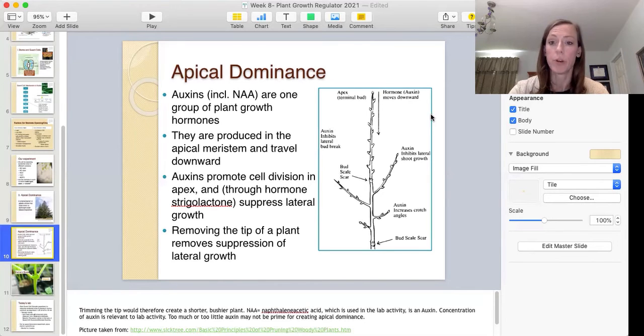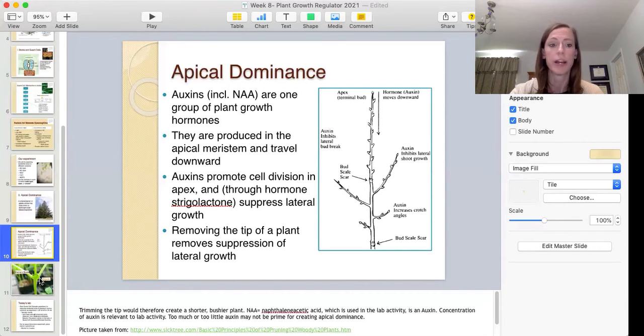So if we were to remove the apex of our plant, we should expect that this hormone could not act to suppress lateral growth because we have removed it. It's produced in the apex. So we clip off the tip, then it's not being produced and it's not suppressing lateral growth. So what we should see then is an increase in lateral growth with the removal of the auxin in the apex. Okay, so that's what we're going to do in lab.